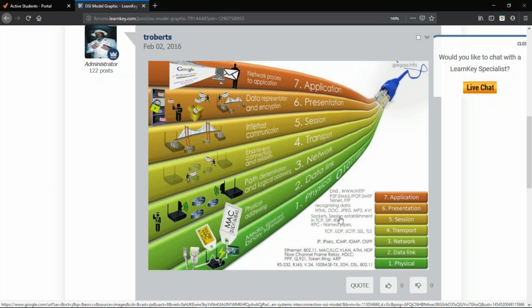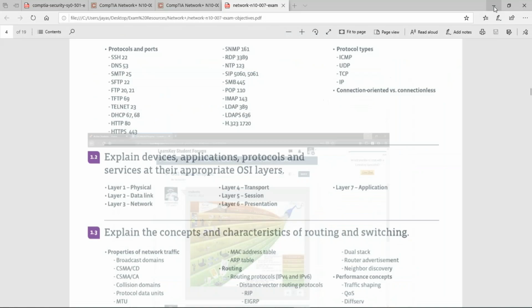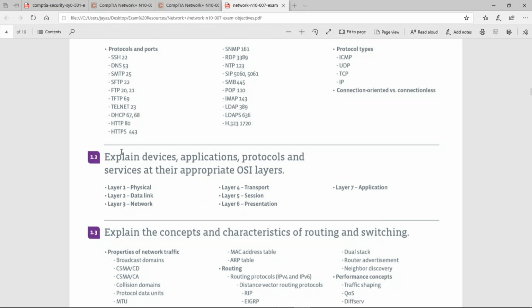So when you're trying to learn this, I would start with this graphic because it gives you a good visual. It also has not all of the protocols, but a lot of the main ones that you may get asked about. It maps out where they're going to fall. So this is a good graphic to use if you're trying to understand the OSI model.